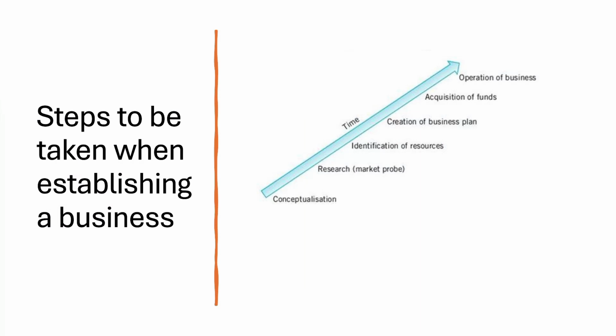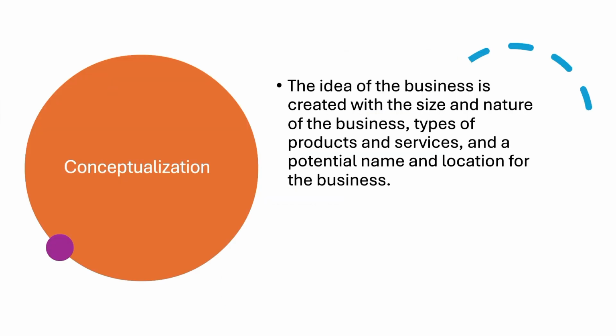All right, so these are the steps that we take to establish a business. We conceptualize, then we research the market, we identify the resources, we create a business plan, we acquire funds, and we operate the business. We discussed what conceptualizing is, the idea of creating a business idea, right? It also includes discussing what type of product or service you're interested in offering and the potential name for the business, as well as where you expect to locate the business.